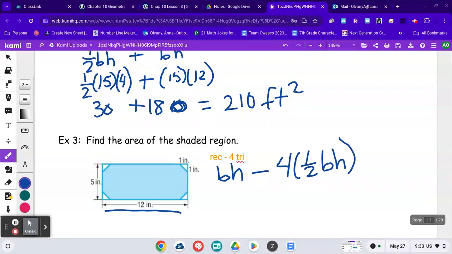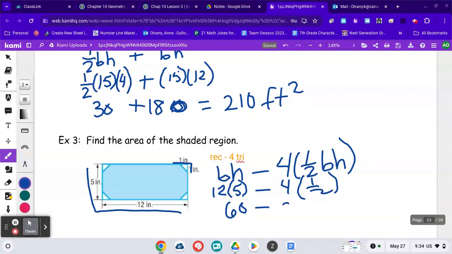Base times height of the large rectangle is 12 times 5, which is 60. And then I'm going to do 4 times 1/2. The base and the height of those triangles are 1. So 1 times 1 is 1. So 1/2 of 4 is 2. And 60 minus 2 is 58 square inches. And that's all that lesson 4 is. So practice that.